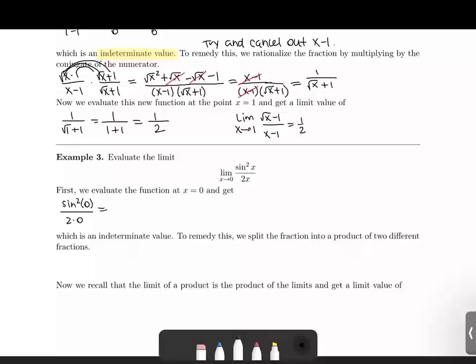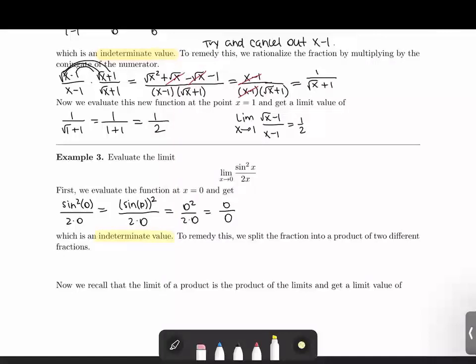I'm going to remind us that when we plug in 0 into sine squared, the sine is what's being squared. So we evaluate the sine before we square it. So this is the same thing as sine of 0, all of that squared, divided by 2 times 0. If we remember our unit circle, we know that the sine of 0 is 0, and that 0 squared is 0, and 2 times 0 is 0. So again, we're going to get an indeterminate value.